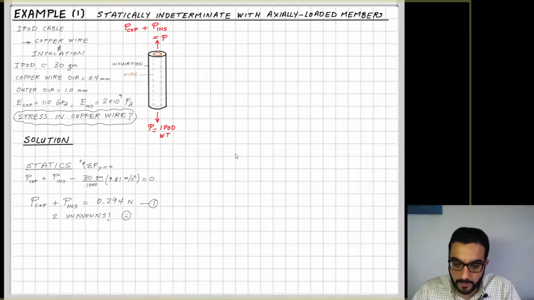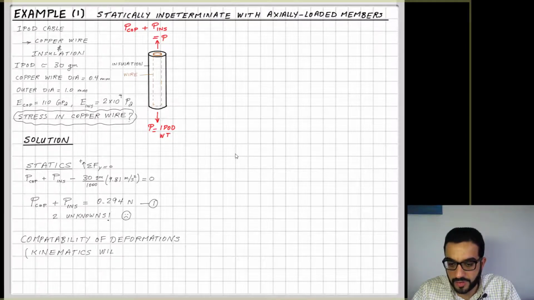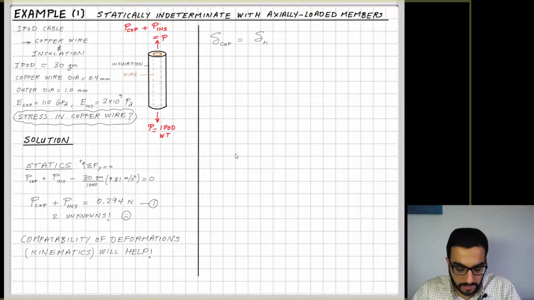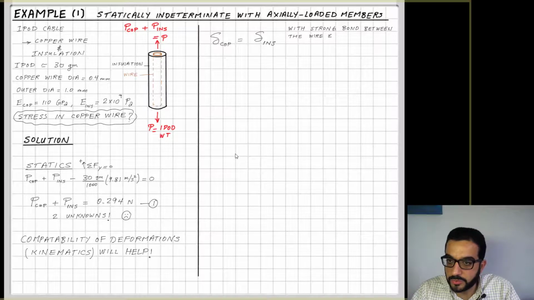but I want the breakdown of how much is carried by the copper wire and how much by the insulation. So how are we going to solve this? Two unknowns in one equation. Compatibility of deformations, also called kinematics, will come to help us. If we assume the bond between the insulation and wire is strong enough so they deform together by the same amount, we can say that delta copper is equal to delta insulation.